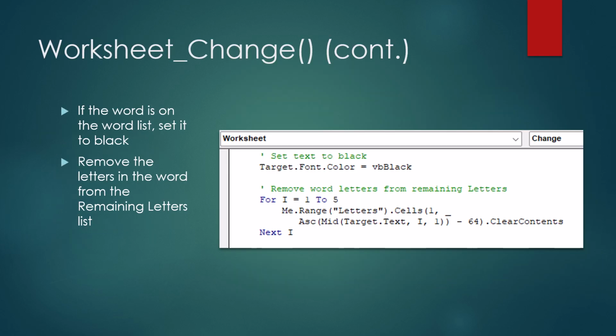Okay, now at this part, we've passed all the checks, and if you've come into this sub with the text red from the previous error message, now it gets set to black here.